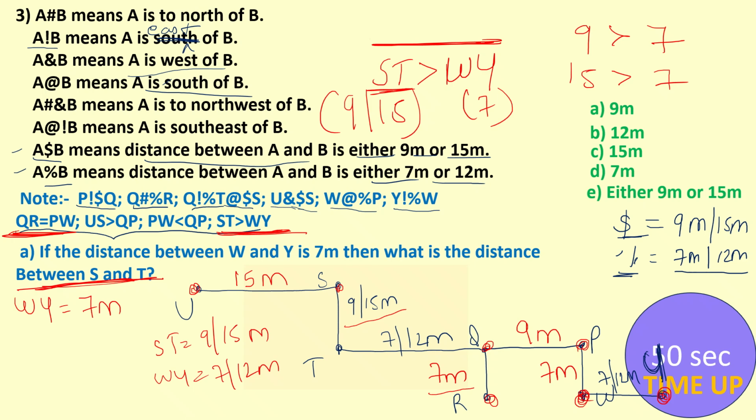So what should be your answer? Answer is E1. Either 9 meter or 15 meter. This is your correct option. Either it can be 9 meter or 15 meter. So hope you got this correct.